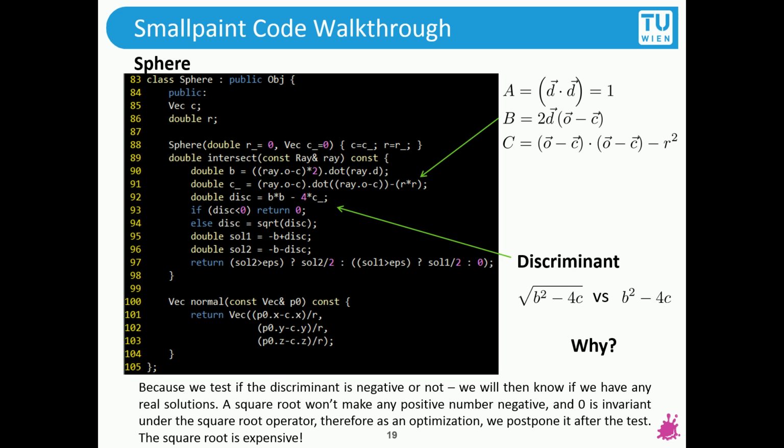If this is not happening, then we can compute the square root for the discriminant. Why after that? Because if the discriminant is bigger than 0, then the square root is not going to make a difference. So what we can essentially do is to postpone the square root calculation after the test. Note that square roots are really, really expensive. So we can save up lots of computational time if we omit this calculation.